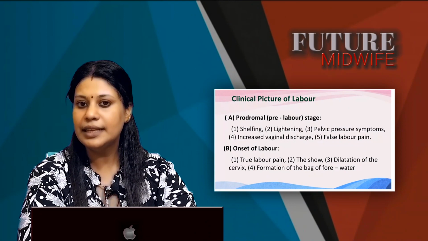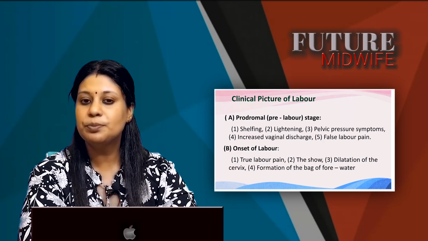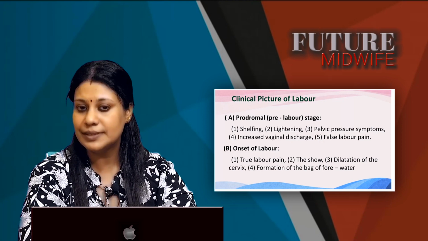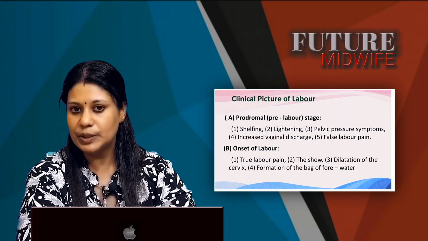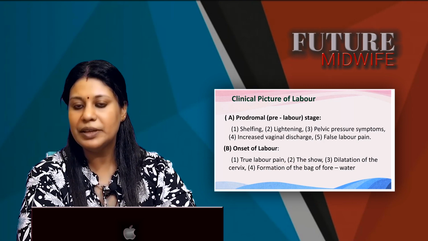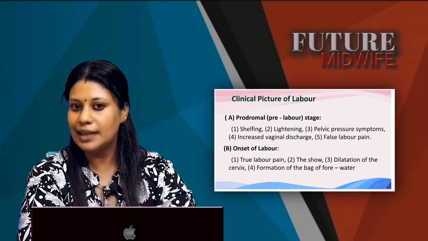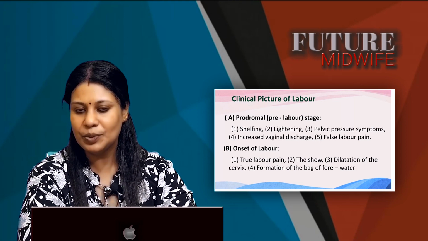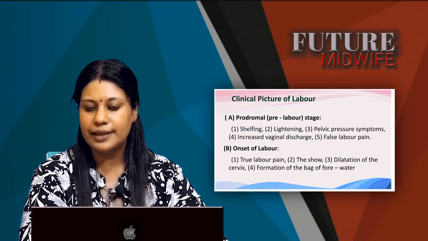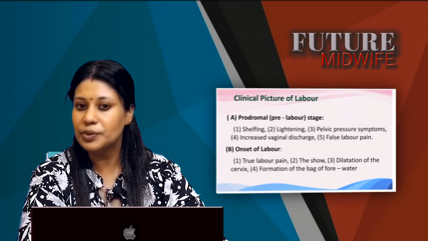Okay, now we can discuss the clinical picture of labor. The clinical picture of labor can mainly be divided into two stages. The first one is the prodromal stage, that is the pre-labor stage. The second one is the onset of labor stage. The prodromal stage includes shelving, lightening, pelvic pressure symptoms, excessive vaginal discharge, and presence of false labor pain. The onset of labor stage includes presence of true labor pain, show, dilatation of the cervix, and formation of bag of water.